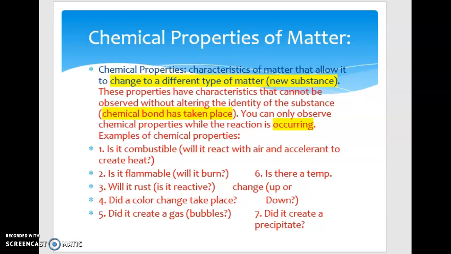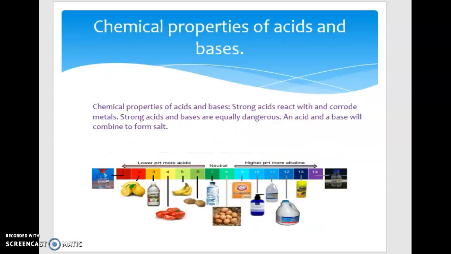Did it create a precipitate? A precipitate is a solid that typically forms, say, for example, if you have an Alka-Seltzer and you drop it in water and that Alka-Seltzer dissolves, but then it leaves a white ring around the edge of the glass. That white ring is called a precipitate. So if it is a substance that creates a precipitate as it reacts, then it is a chemical property of that substance.